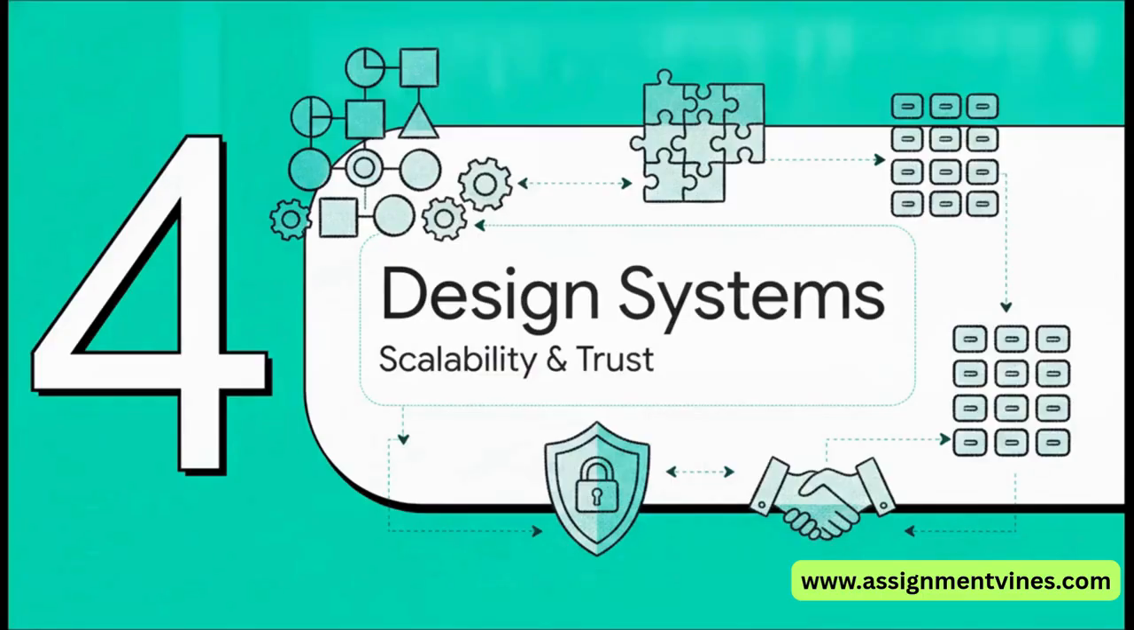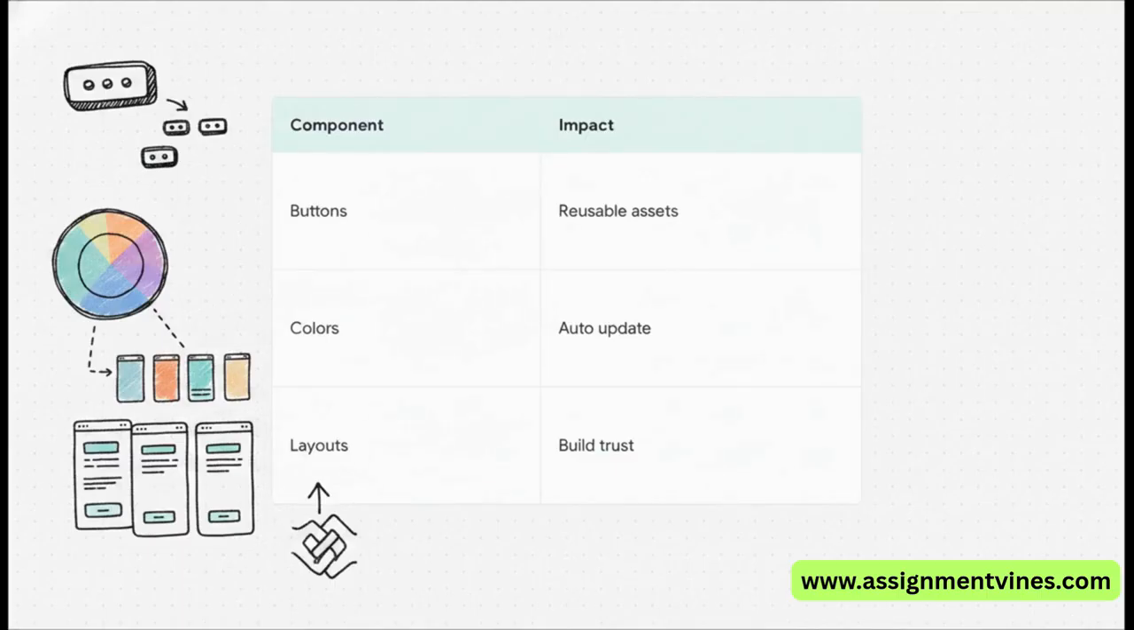Which leads us straight into Section 4, Building Consistent Design Systems. This is all about scalability and trust. Now, what's really interesting here is that as digital products scale and become incredibly complex, robust design systems become essential just to manage the chaos.